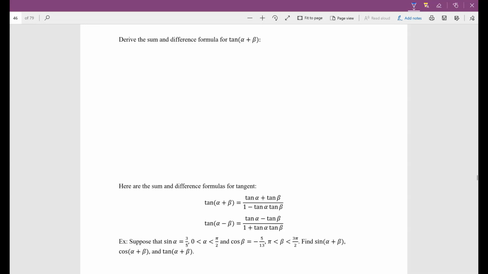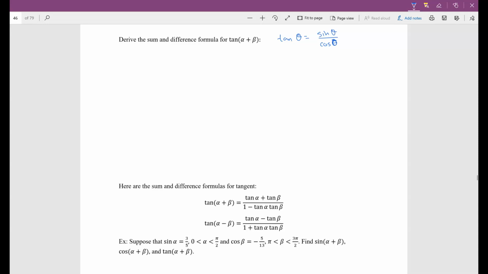In this video, we will talk about the sum and difference formula for the tangent. How do we get the sum and difference formula for tangent? Well, we do know that tangent of any angle, theta, is equal to sine of theta divided by cosine theta. So that's basically what we're going to do.